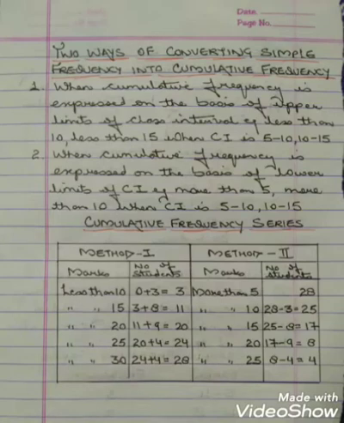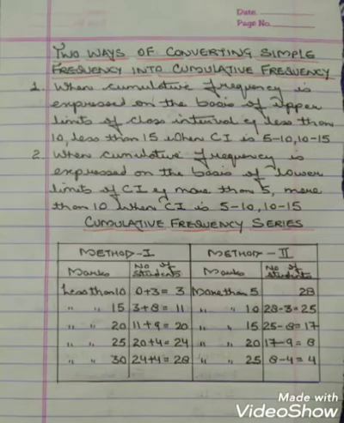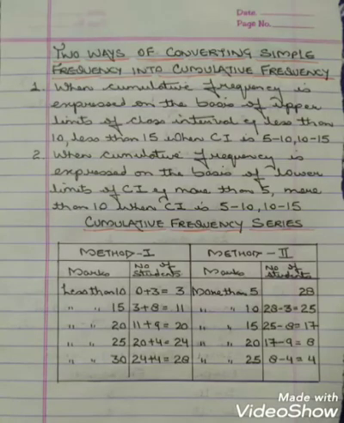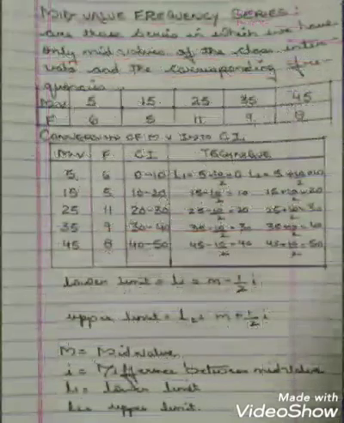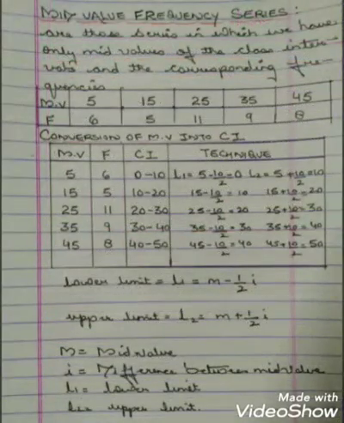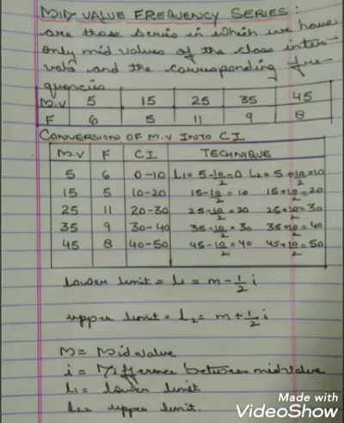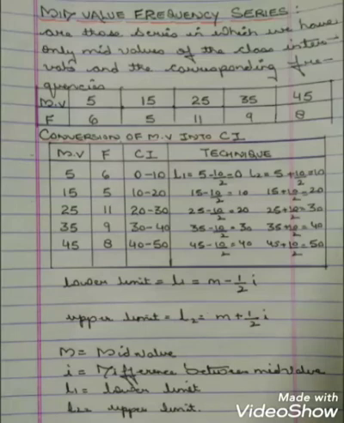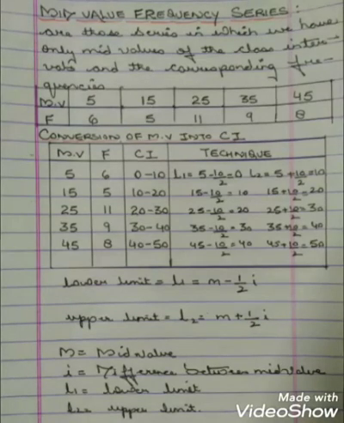So children, these are two ways through which we can convert the simple frequency into a cumulative frequency series. And the last one is the mid value frequency series, those series in which we have mid values of class intervals, and we change these mid values into class intervals. If you see on your screen, I have given you mid value and frequency: 5, 15, 25, 35, 45, and then we have a table where we are converting these mid values into class intervals.